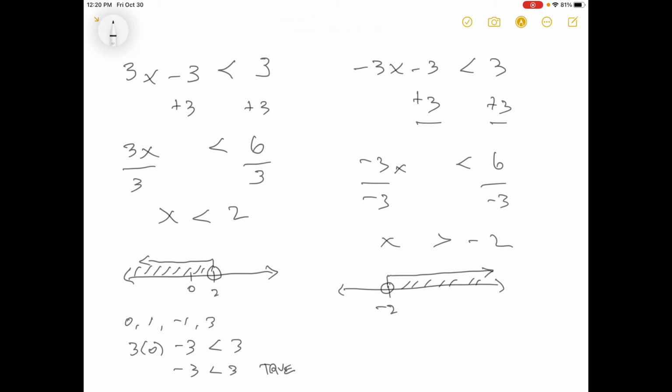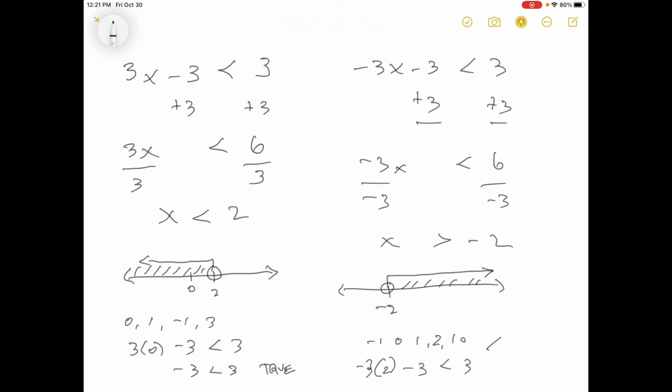So numbers like, for instance, -1 would be good. 0 as well. 1, 10. All those numbers will work because when you put them back into the original, for instance -3, we replace the number by that. Is it less than 3? I'm putting 2 as a solution.